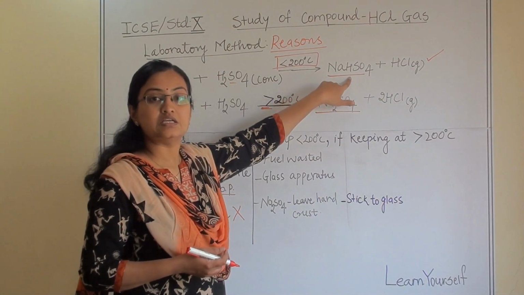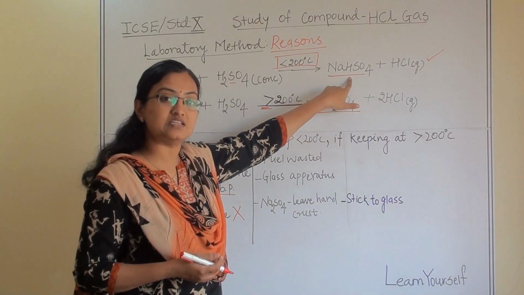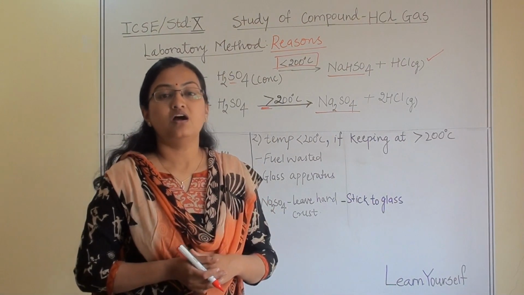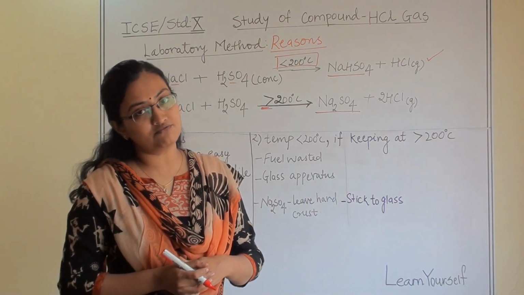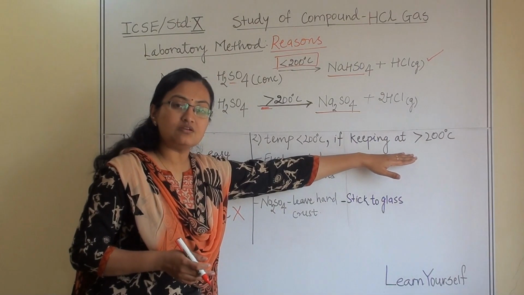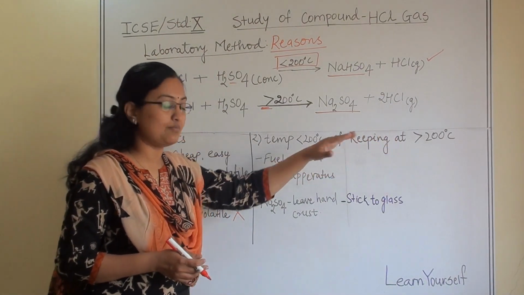So we are using the reaction in which sodium bisulfate will form, which will not leave any kind of hard scale in the round bottom flask. So these are the reasons why we are not using a temperature of more than 200 degrees centigrade.